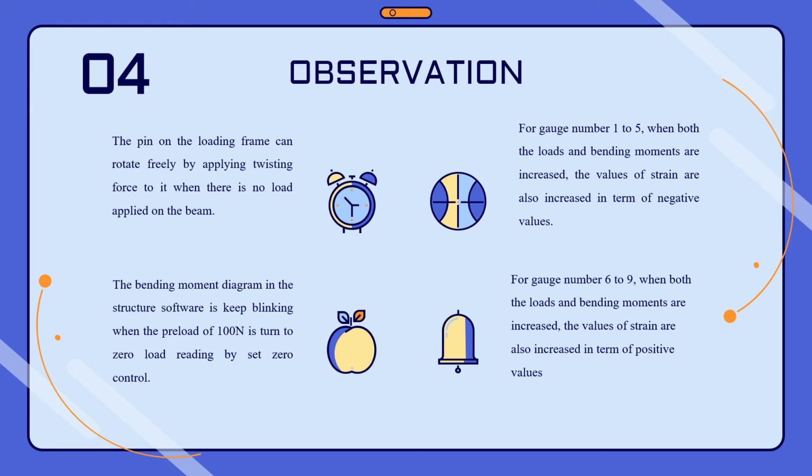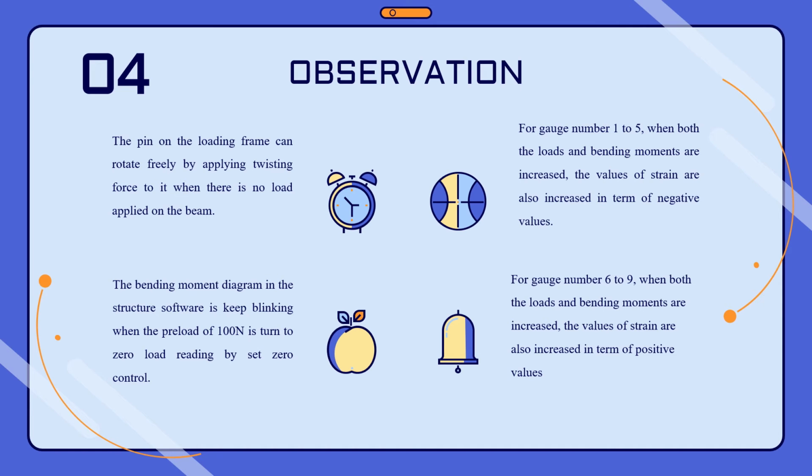The bending moment diagram in the structure software keeps blinking when the preload of 100 Newton is turned to zero load reading by the set zero control. Next, there is still a value on all the gauge numbers except for gauge number 8, which has a value of 0 after the 100 Newton of preload has been turned to 0 reading of load.